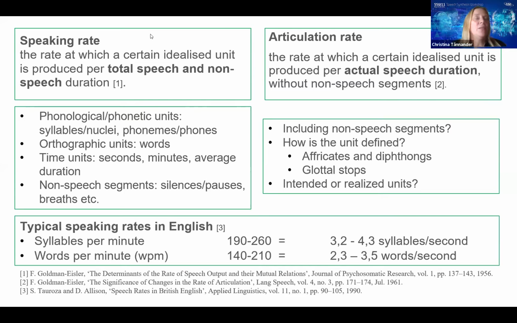And these are the definitions we use, but it's always wise to check when reading a paper about speech rate or speaking rate, if the non-speech segments are included or not, how the units are defined, if it's the intended or the realized units that is counted. And just for our reference, some typical speaking rates in English, if we look at syllables per minute, about 200, 250, or 3 to 4 syllables per second, and 150 to 200 words per minute, 2 to 3 words per second.